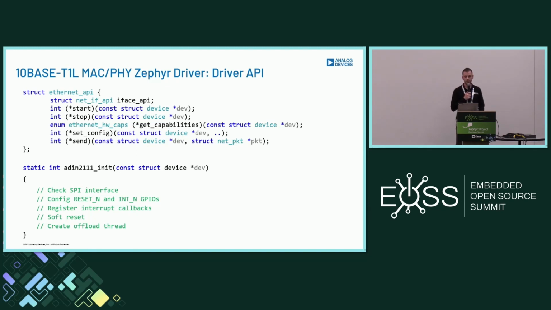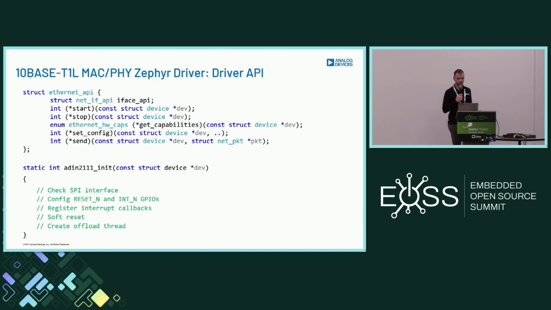There's APIs to start and stop the interface, to get its hardware capabilities. So this is information pertaining to the physical layer, like its throughput, if it's 10 megabit, 100 megabit, etc. If it supports promiscuous modes, auto negotiation, for example. There's an API to set the config of the device, and then finally to actually send data to the physical layer. So really, supporting a 10BASE-T1L transceiver within Zephyr is a case of implementing a driver which defines these APIs.